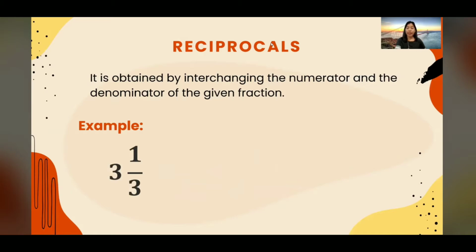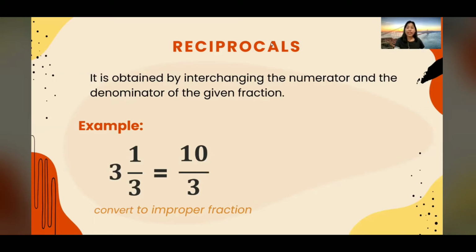Another example, 3 1/3. So as you can see, this one is a mixed number. So do you have any idea how are we gonna start with this one? Precisely. We will just rename it to an improper fraction, and then after that, we may get its reciprocal. So 3 times 3 is 9, plus 1, 10. And our denominator will be 3. We will just copy the denominator of our fraction in our mixed number. So this one will be 10/3. All right? So what do you think is the reciprocal of 10/3?